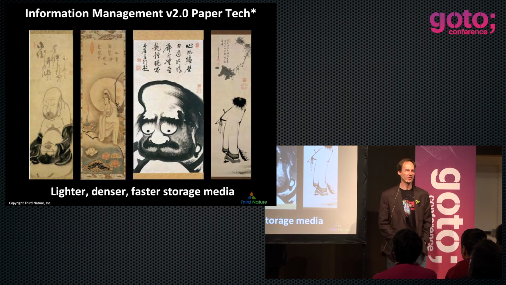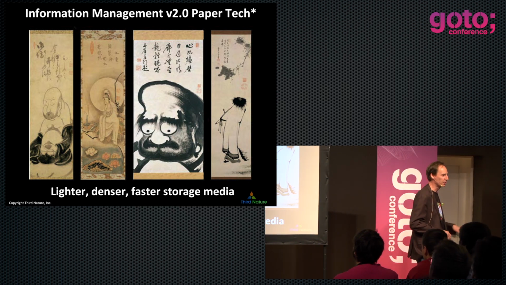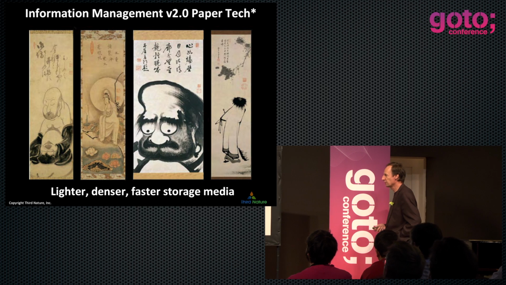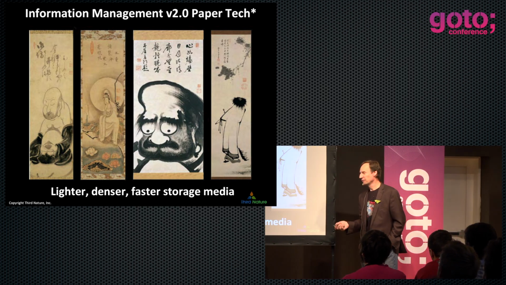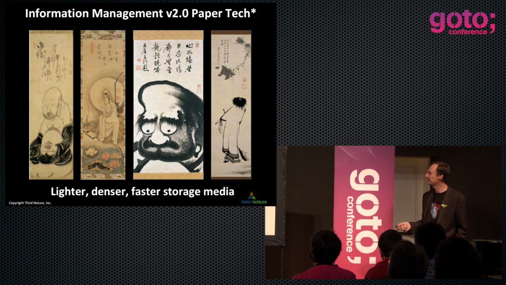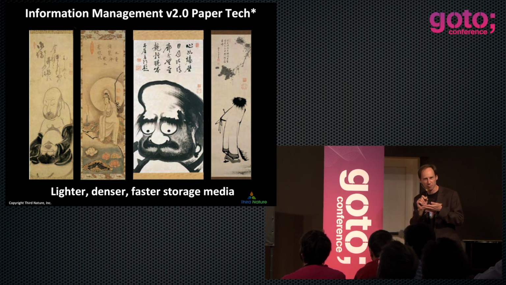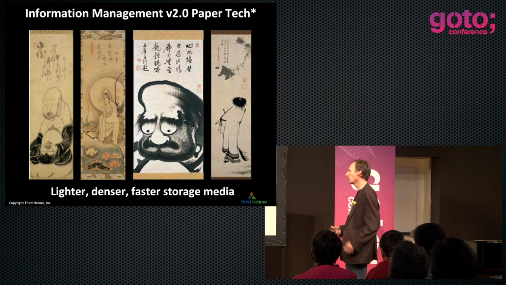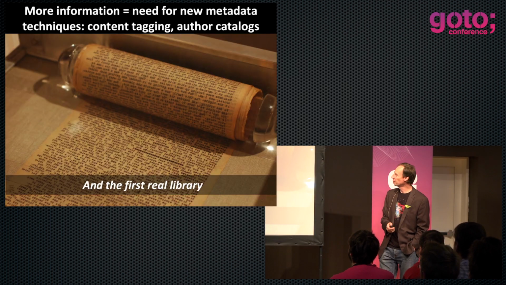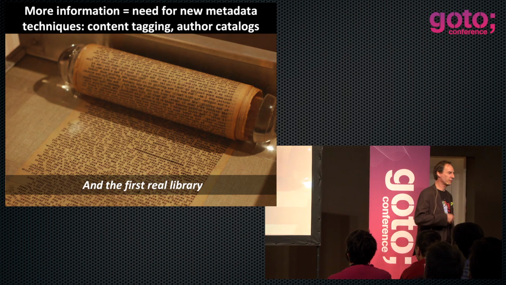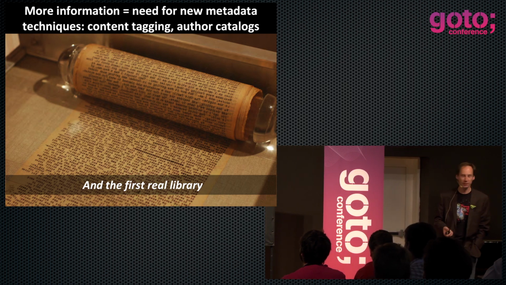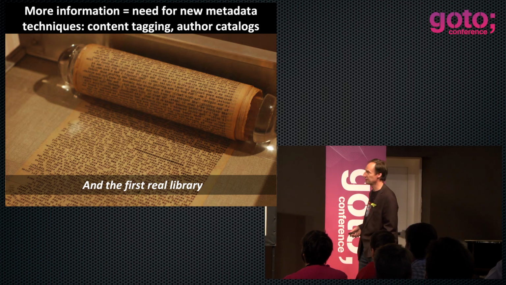The invention of paper tech started with bamboo press paper. We got to papyrus and eventually to scrolls. Now, it's lighter, right? There's a lot less atoms. They're a lot more portable. It's a lot denser storage medium, because you can write much smaller on it and store things bigger. So capacities go up, information density goes up, and we end up with the first real libraries that include things that you might want to read. But also, we need new metadata techniques.